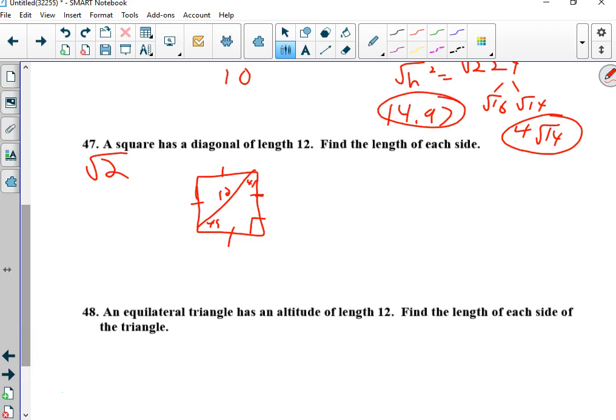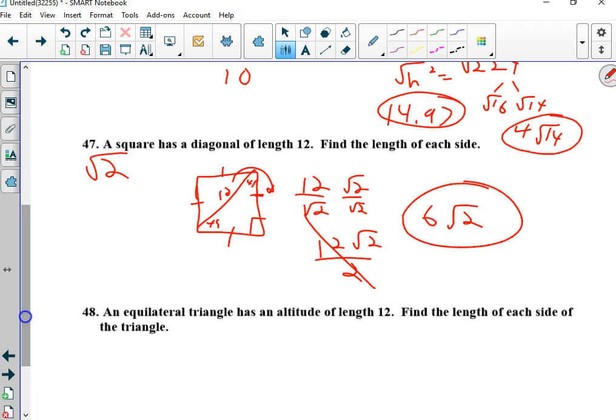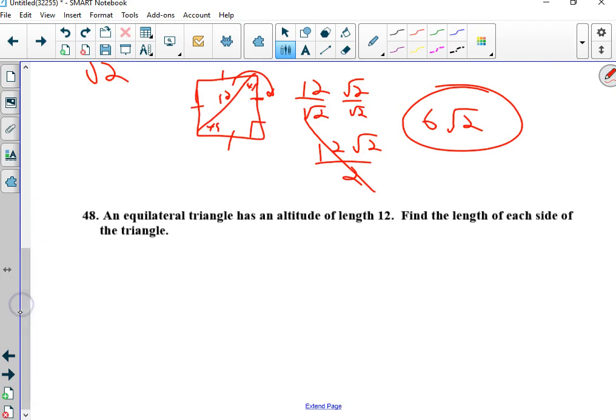Since I'm going from the longest side to a leg, I'm going to divide 12 by radical 2. As soon as I divide by a radical, I need to rationalize, which gives me 12 radical 2 over 2. That cancels, leaving me 6 radical 2. And since this was a special triangle, I'm leaving it like that, not a decimal.